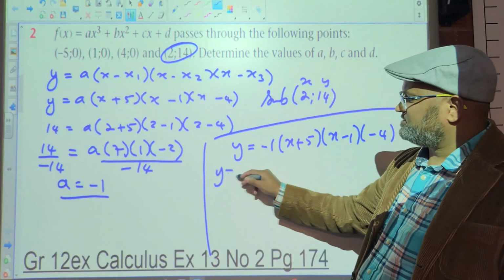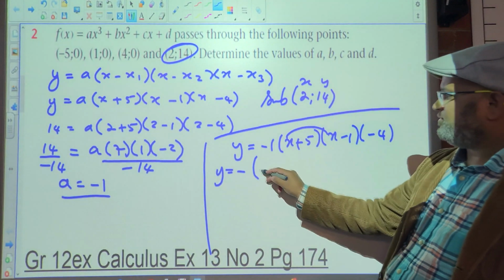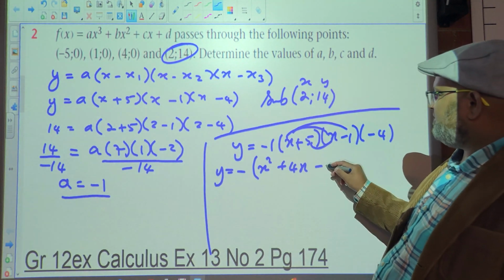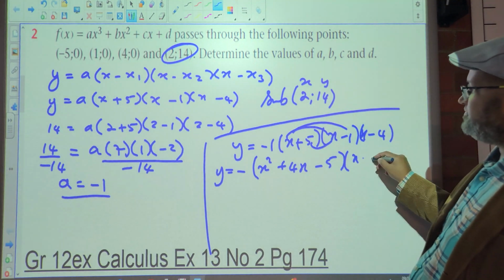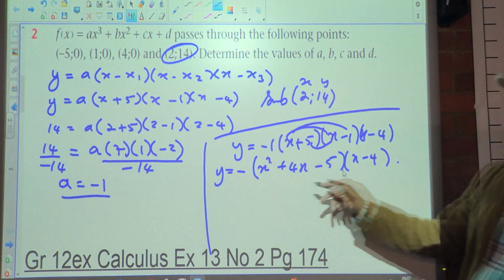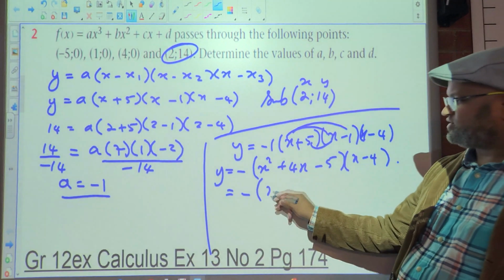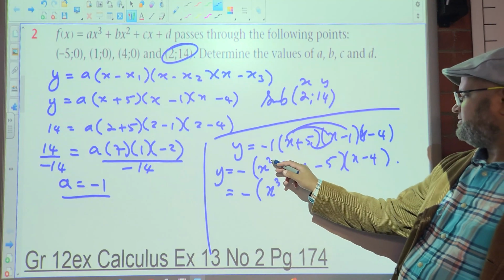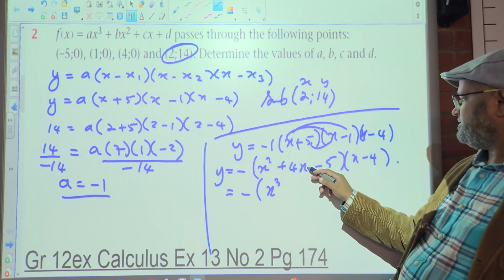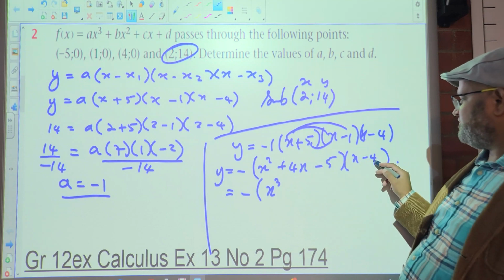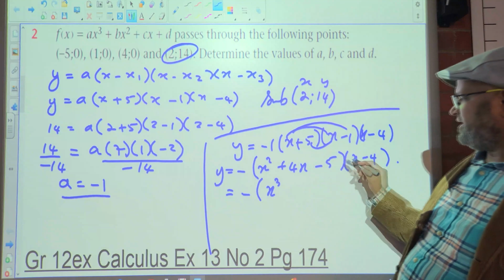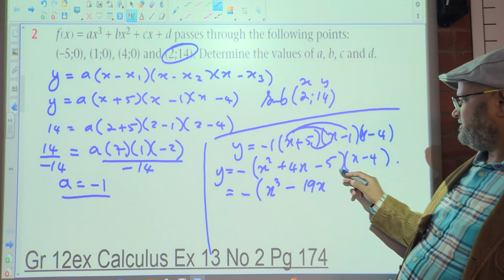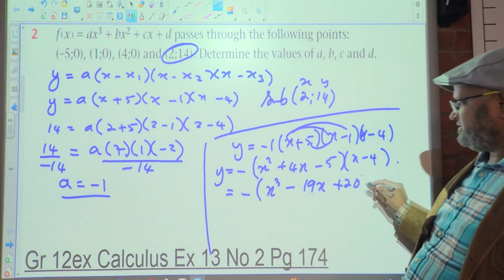Multiply the story out again, so it's negative into x squared minus x plus 5x minus 5, into x minus 4. Multiply that out, keep the negative on the outside, so it's going to give you x cubed, negative 4x squared plus 4x squared cancel. Okay, then negative 16x minus 5x is negative 19x. And then plus 20. Is that correct?